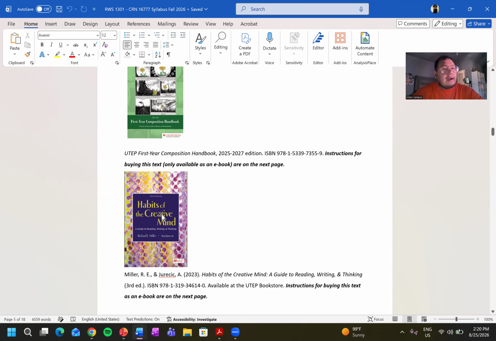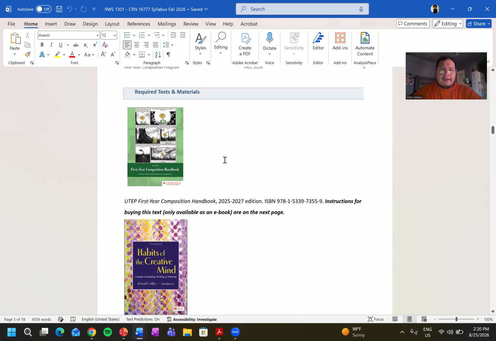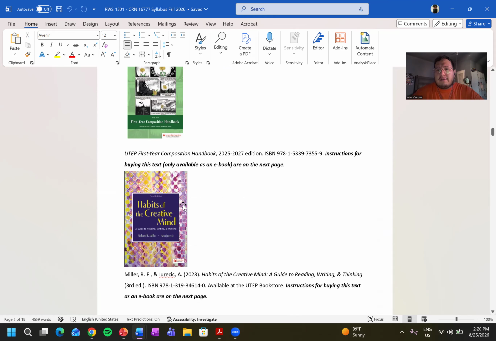I'm a literature person. I graduated from literature. This is a good book, okay, in order for you to be a more creative mind, as the title says. So if you can, definitely get it as a physical book. But if you're already on Cortext, you get this one, you might as well get that one.